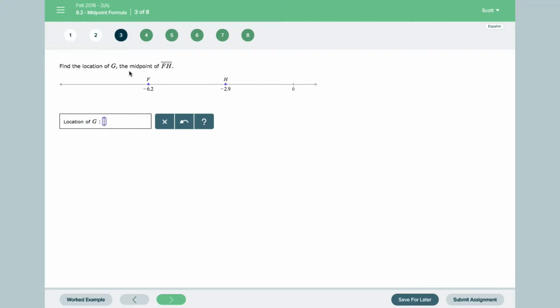Okay, find the location of G, the midpoint of FH. See here, the number line has disappeared. We only know the 2 numbers, but that's okay. We can still do the exact same thing. -6.2, add the 2 together, plus -2.9, and I'm going to use a calculator just to make sure I'm getting the right numbers here. I don't want to do it in my head. -6.2 plus -2.9 is -9.1.